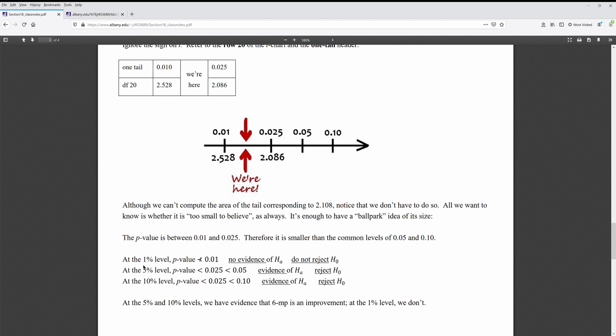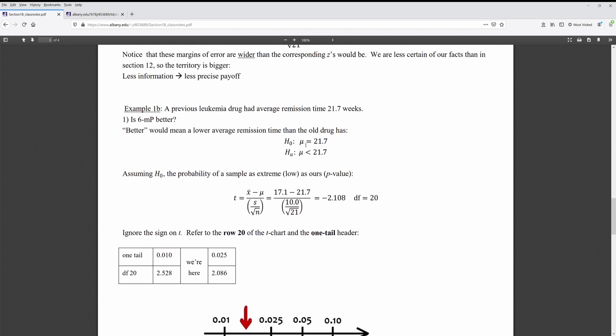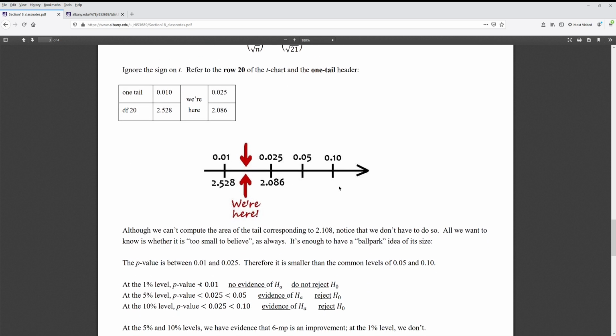We'll stick to the three most common levels: the 1% level, the 5% level, the 10% level. If happening less than 1% of the time through random chance makes it suspiciously unusual, then you're not there yet. The p-value is not less than 1%. Less than 1% would be over this way, and that's not where we are. Our p-value, whatever it is, is not less than 1%. So at the 1% level, we do not reject H0. We have no evidence of HA. It is still plausible that the drug on average works just like the old drug. We have no evidence that it is better, that it has a lower average remission time than the old drug.